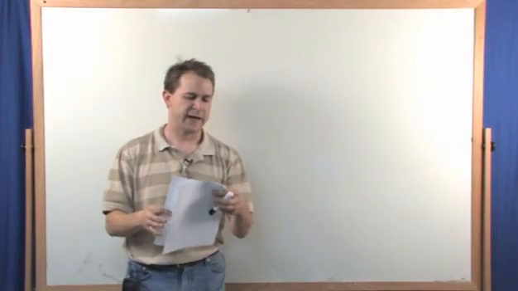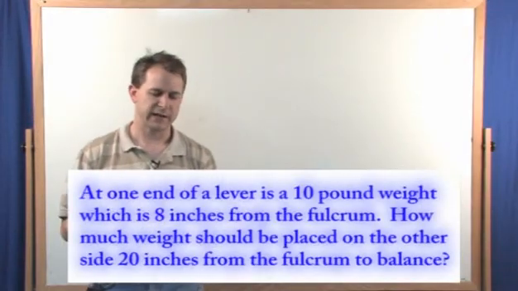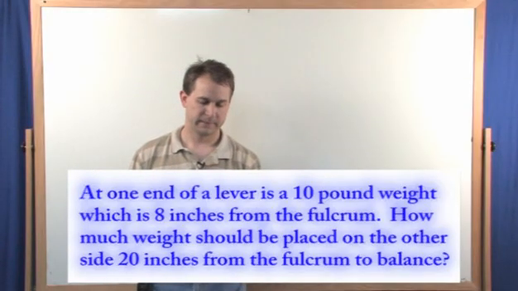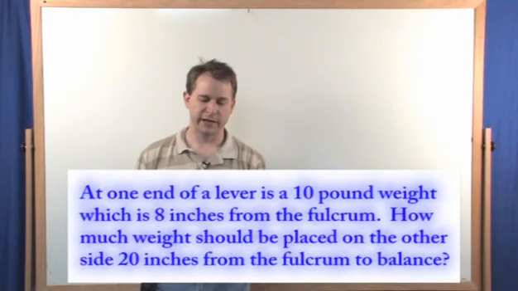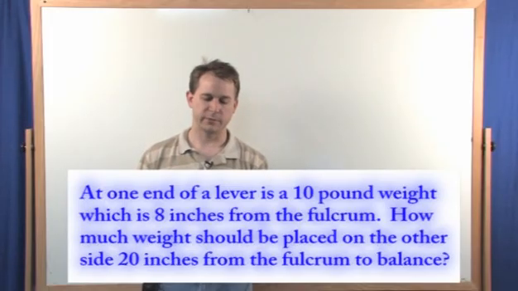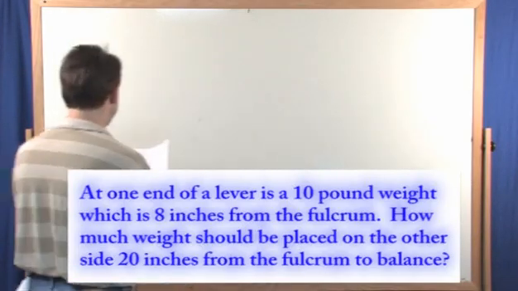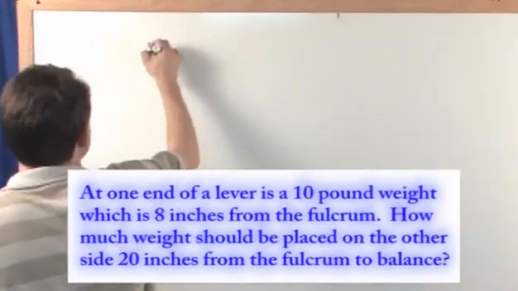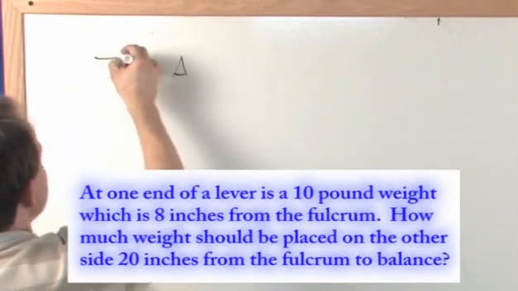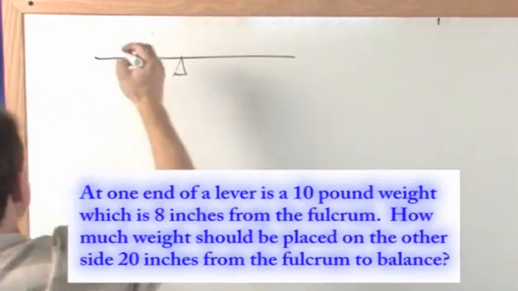Okay, the next problem we have says, at one end of a lever, there's a 10-pound weight, which is 8 inches from the fulcrum. How much weight should be placed on the other end, 20 inches from the fulcrum, to balance the lever? So again, it's the same thing as before. We need to draw a picture to see what we're talking about here. You really cannot start these problems without drawing a picture.